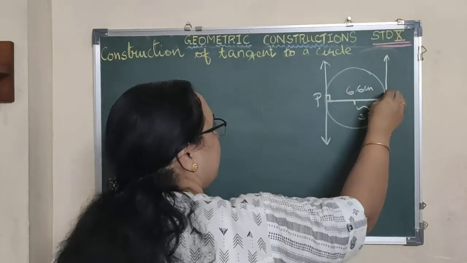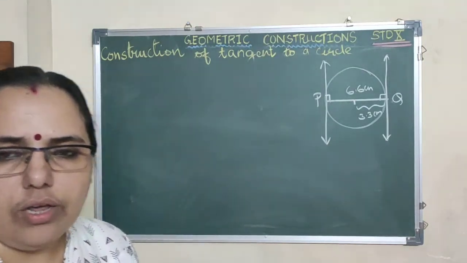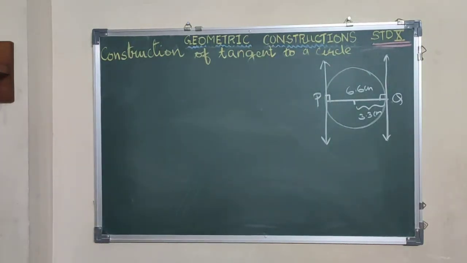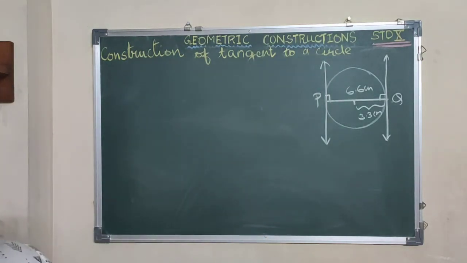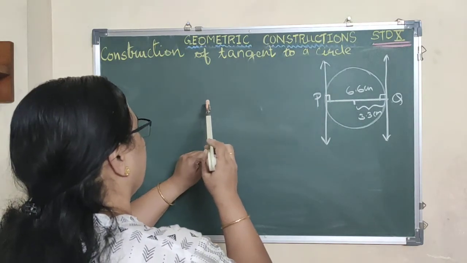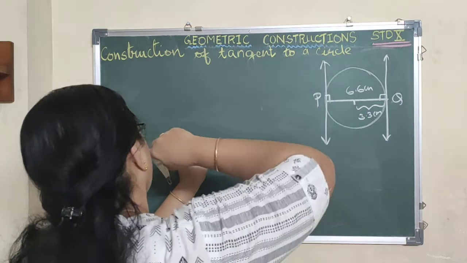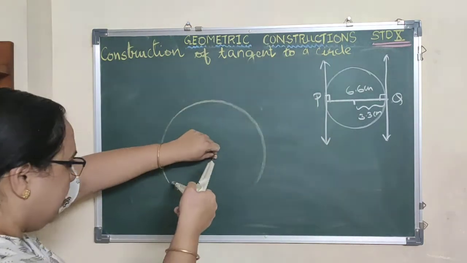Possible? Simple? Yes or no? So let us start. Take your compass. Take 3.3 in your compass. Draw the circle. So let us draw the circle. I hope you are doing along with me.